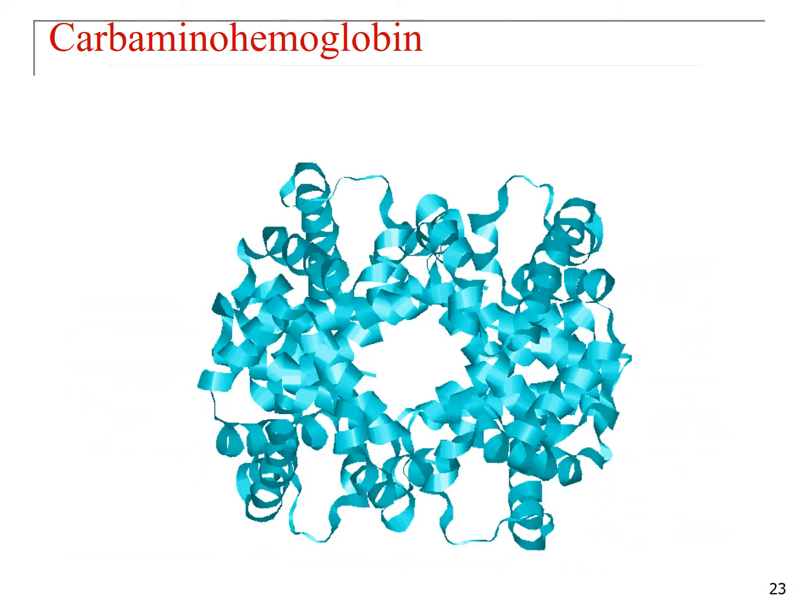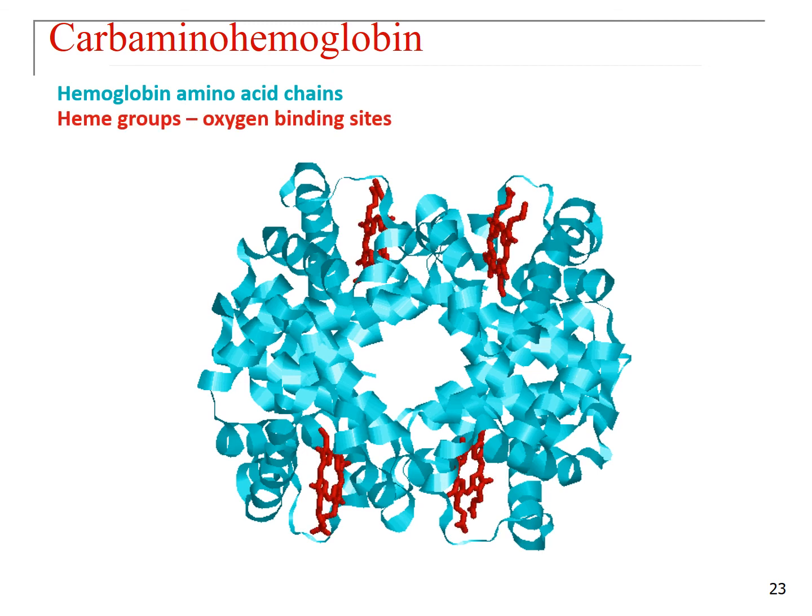Okay, so let's talk about carbaminohemoglobin. The first thing to tell you is that these light blue ribbons represent hemoglobin amino acid chains. So this doesn't represent the heme portion of hemoglobin. So let's stick that in there. These are the heme groups, and these are the groups where oxygen is bound. The red area binds to oxygen. Each one of those red areas can bind to one oxygen molecule.